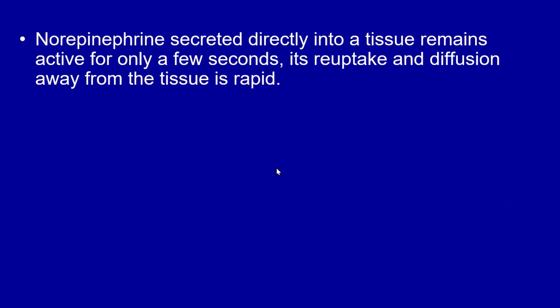Norepinephrine secreted directly into a tissue remains active for only a few seconds. Remember that norepinephrine is released by the nerve terminals of the autonomic nervous system and adrenergic nerve fibers, and it is directly released on the surface of the organ which they innervate. Its reuptake and diffusion away from the tissue is rapid. They are released rapidly and they are removed from the site rapidly.